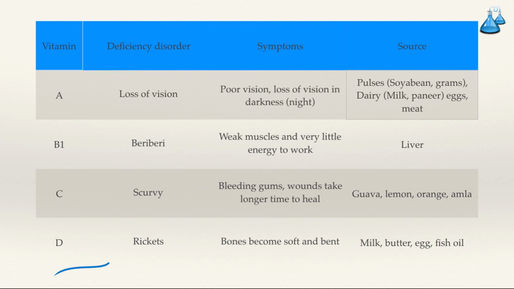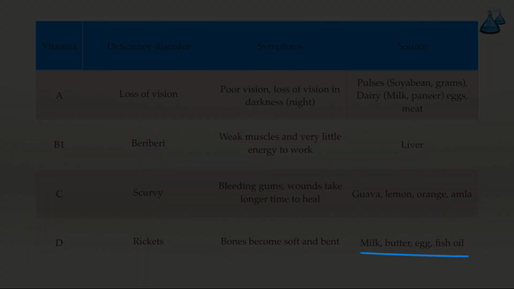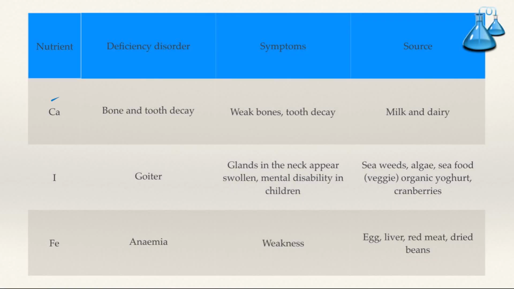Vitamin D deficiency causes rickets in children and osteomalacia in adults. Bones become softer and bent. The main sources include milk, butter, egg, fish oil. And calcium is obviously for bones and tooth decay. These are the main sources, everybody knows, milk and dairy.